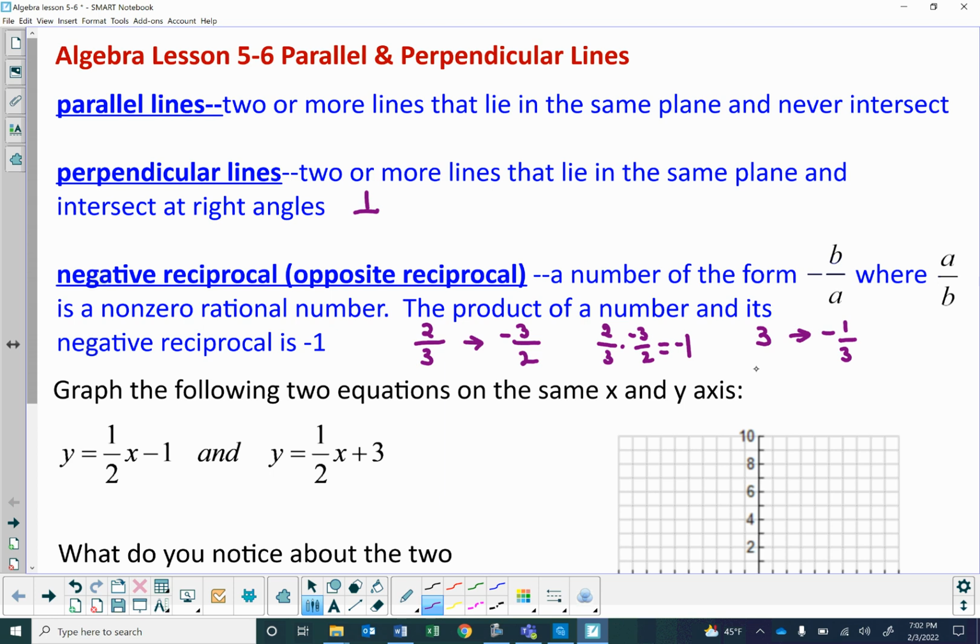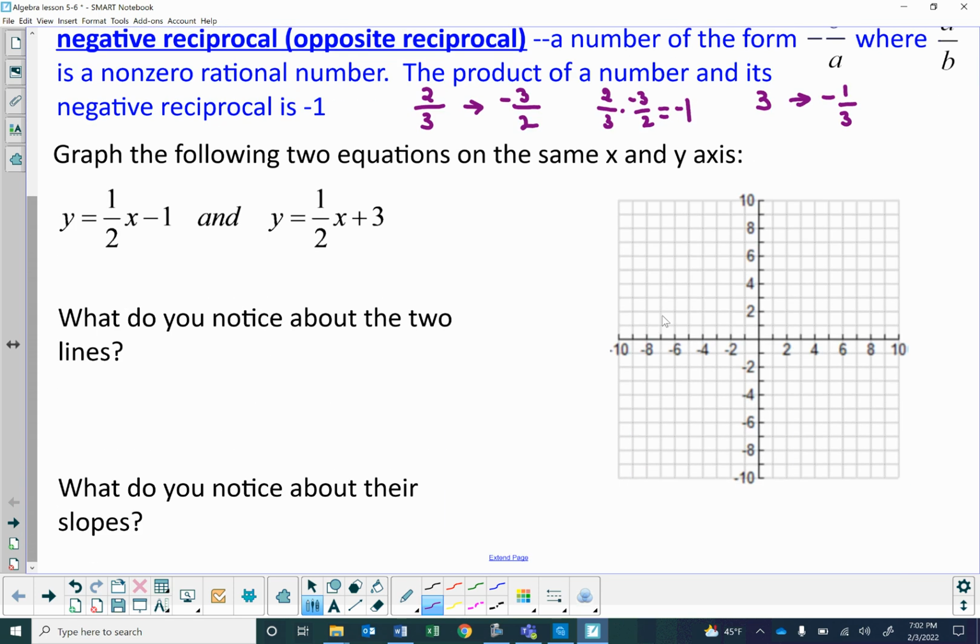So as you can clearly see, if you take a number and its opposite reciprocal, you get the product of -1 when you multiply them together. Now let's take a look at the following two equations. We have y equals 1/2 x minus 1 and y equals 1/2 x plus 3. We're going to graph both of these equations on the same x and y axis. To make this easy, I'm going to label the first equation 1 in purple, and the second equation 2 in green.